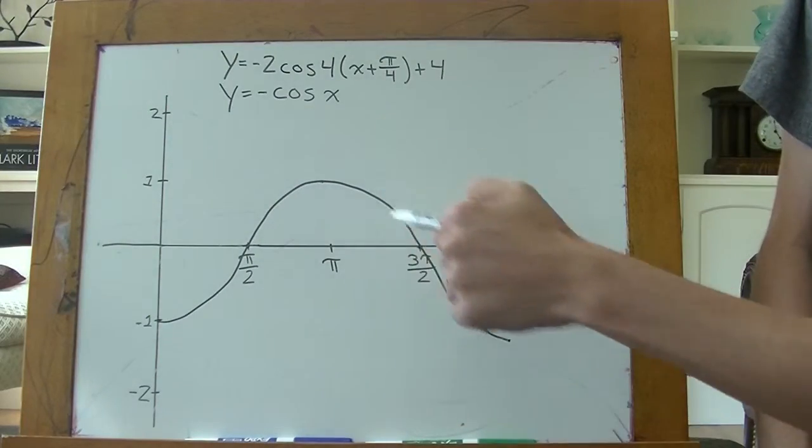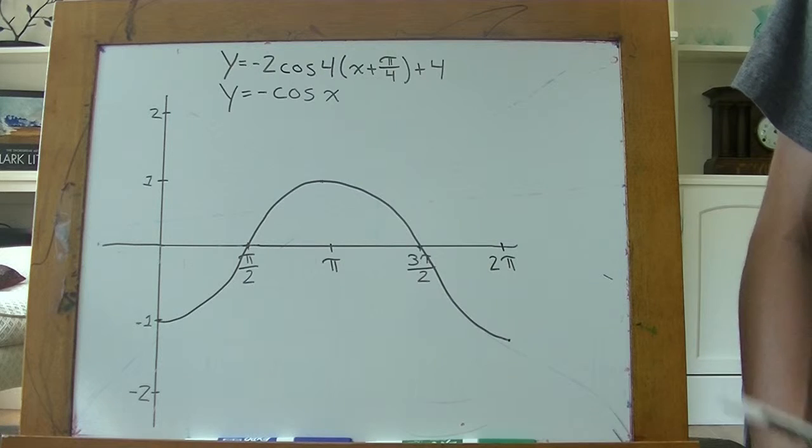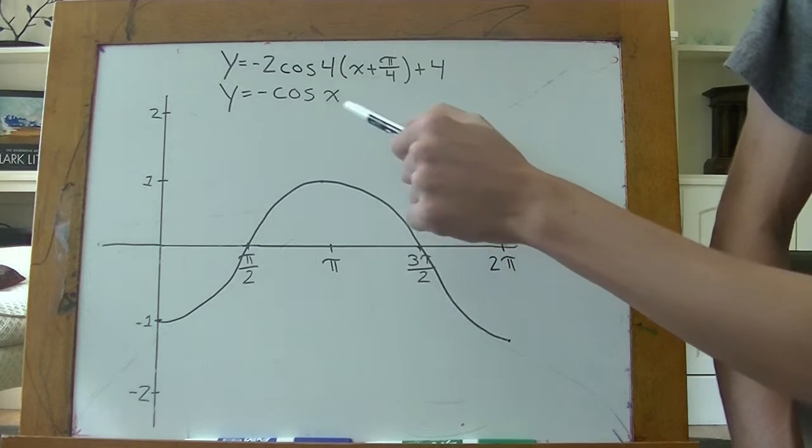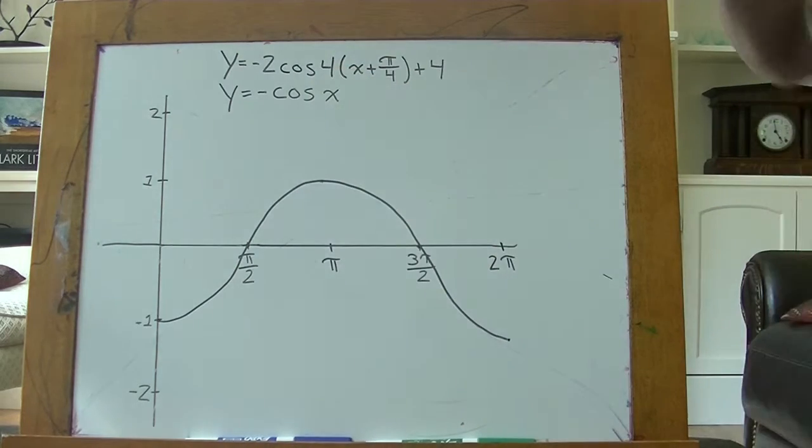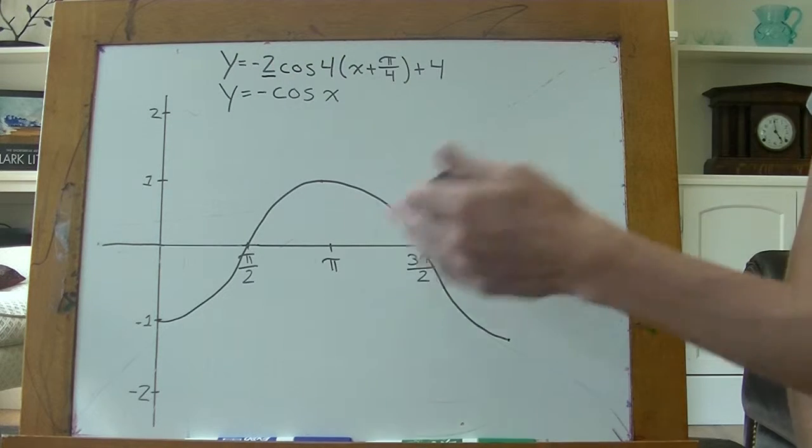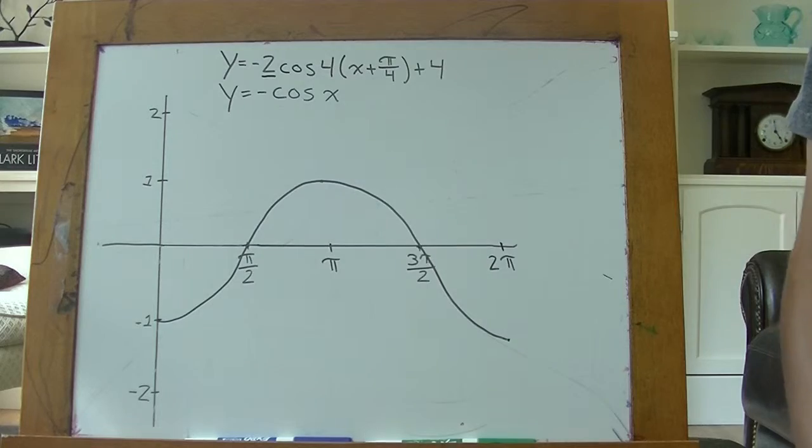We have our original negative cos x function, and what we'll do is apply our first transformation, which is the a value. The a value is 2. So we'll apply that and we'll see how it impacts the graph.